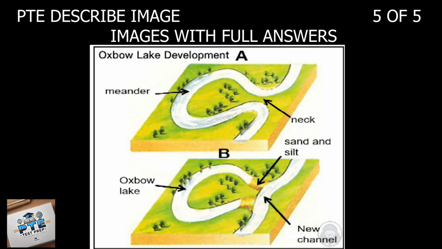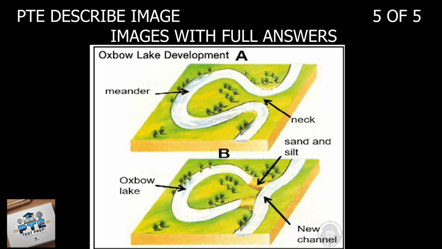The diagram illustrates the development of an oxbow lake in two stages. In stage A, the river forms a curved bend known as a meander, and a narrow neck is created. In stage B, erosion and deposition occur, where sand and silt block the neck.